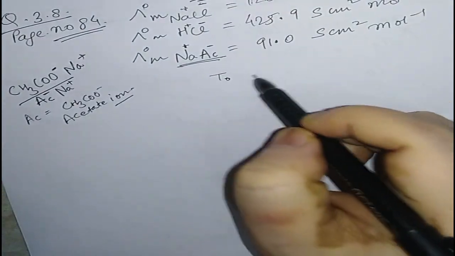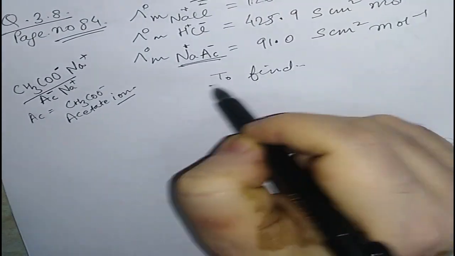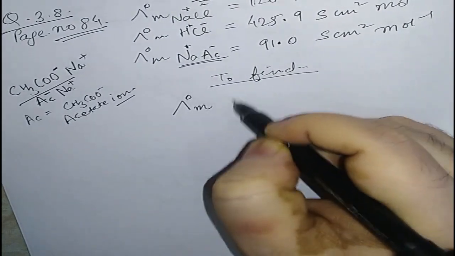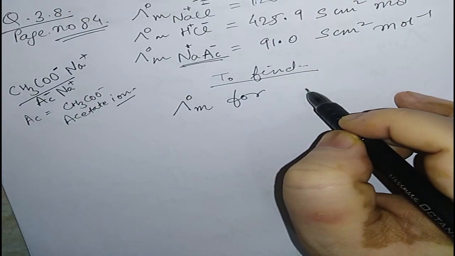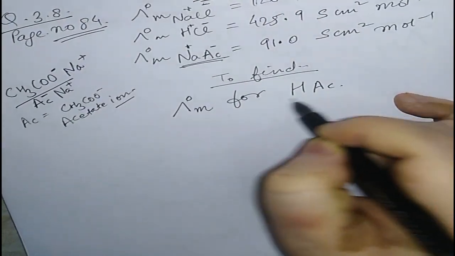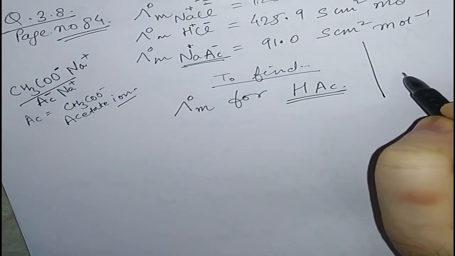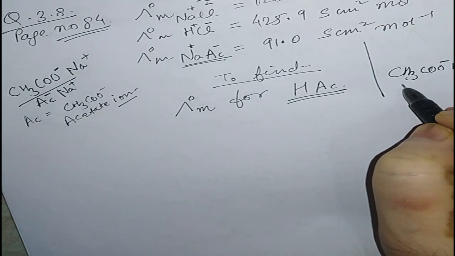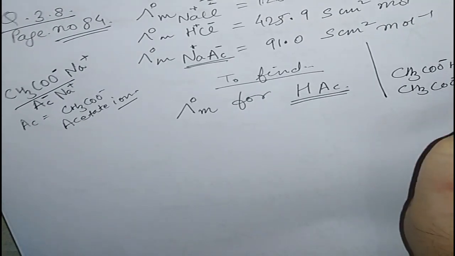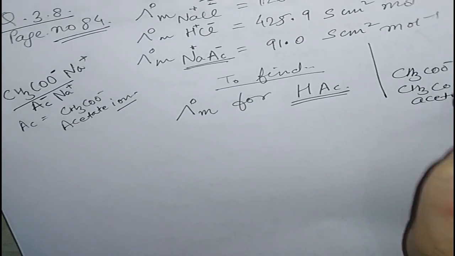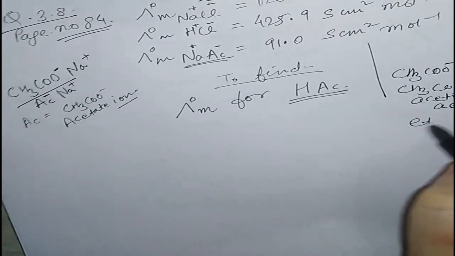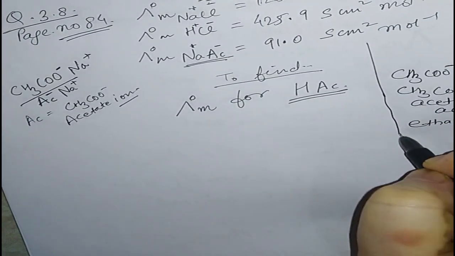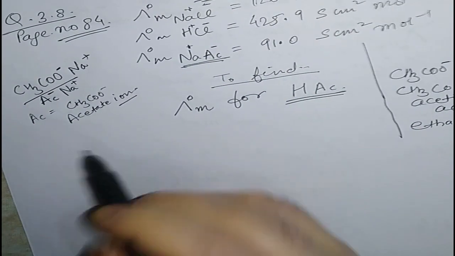We have to find capital lambda m for HAC. What does HAC mean? AC means CH3COO minus and H means plus. So HAC is nothing but CH3COO minus H, that means acetic acid or ethanoic acid. So we need to manipulate this data in such a way that we get this value.